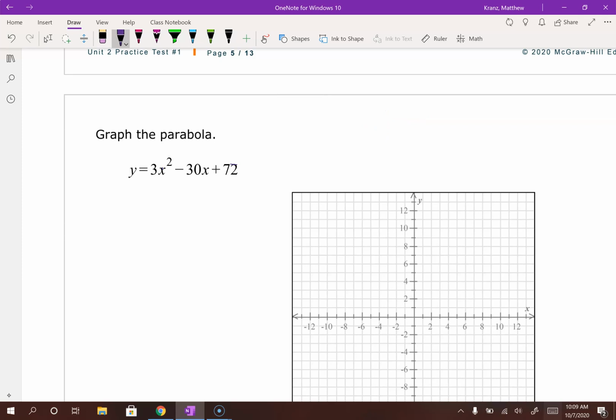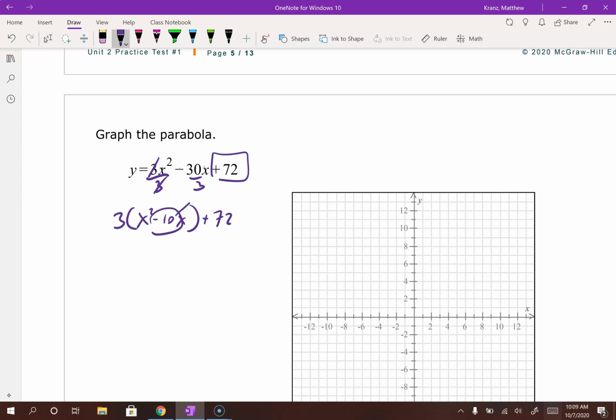To complete the square, I have to get rid of this 3, right? The way I'm going to get rid of this 3 is I'm going to divide both of these terms by 3 and leave this 72 alone. When I put the 3 in front, 3 divided by 3, that just leaves me an x squared. -30 divided by 3 gets me a -10. The x is still there. Then I have a positive 72.